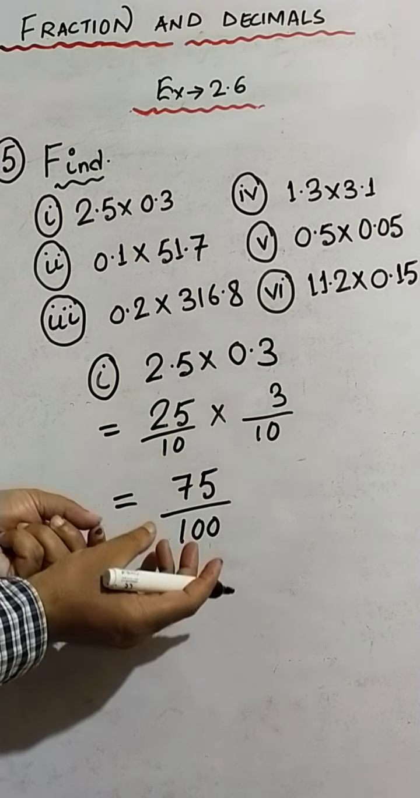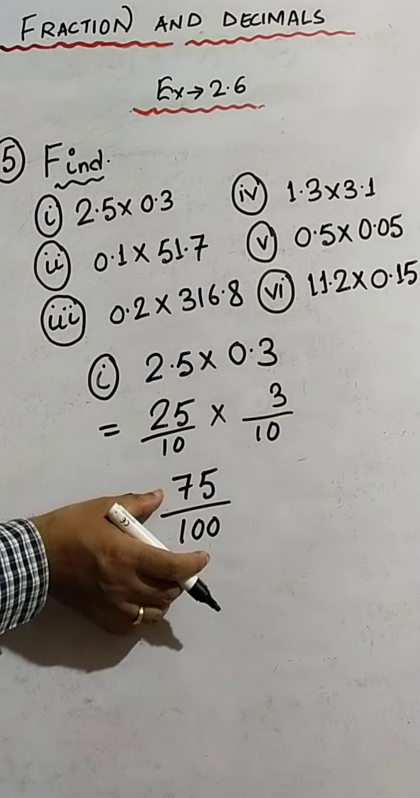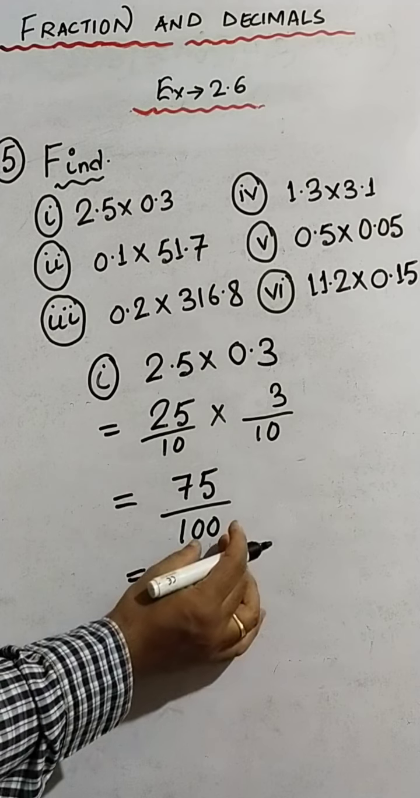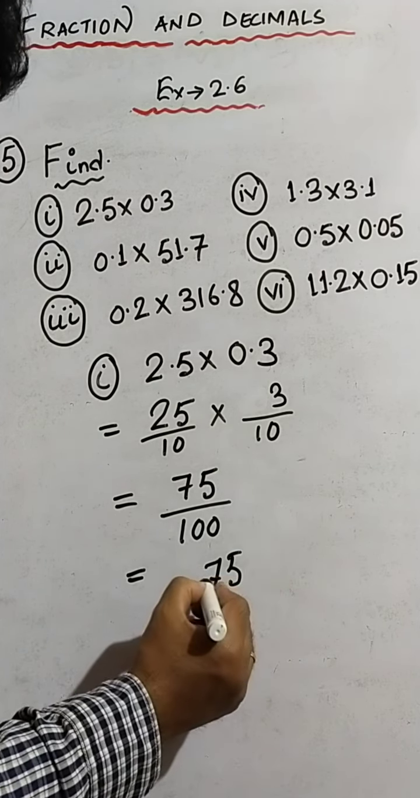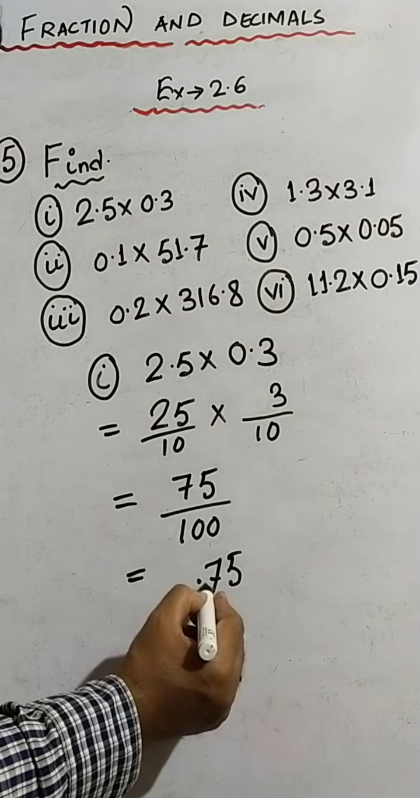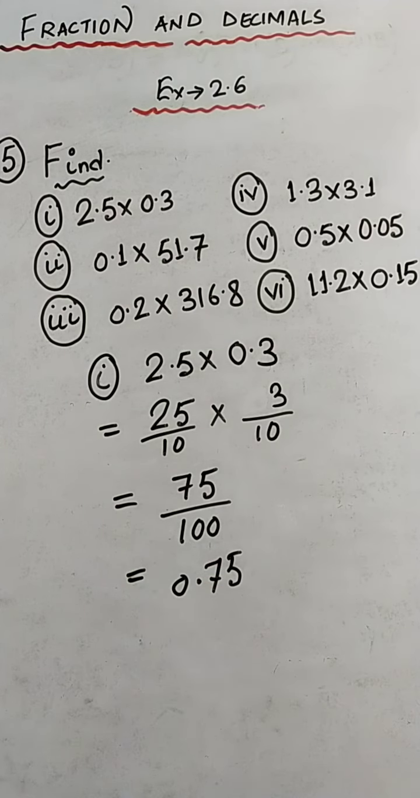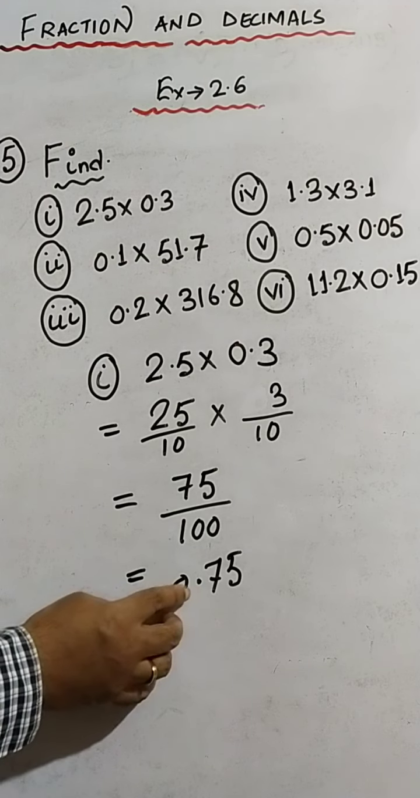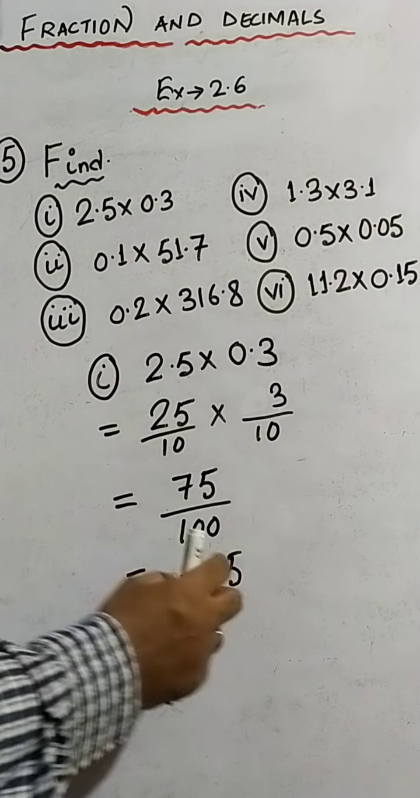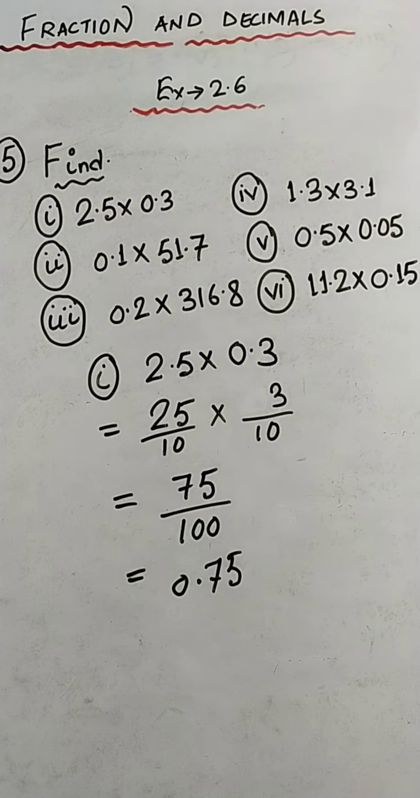Now you see it's so easy to convert the fractional form back to the decimal form. How many zeros are there? 2. So you all know how to put the point: after 2 digits from the right you put the decimal, and on the left side of the decimal you put 0. So this is the solution of sum number 1 of question number 5.